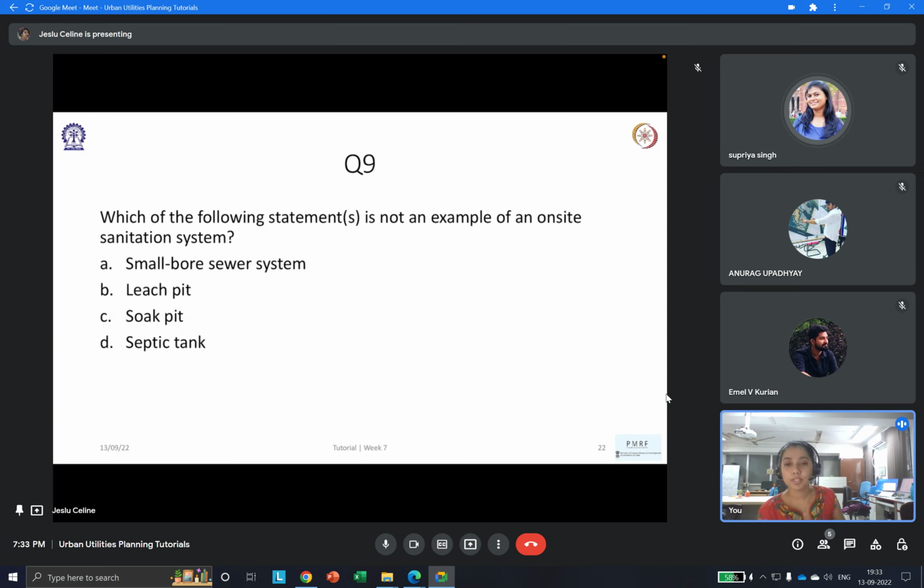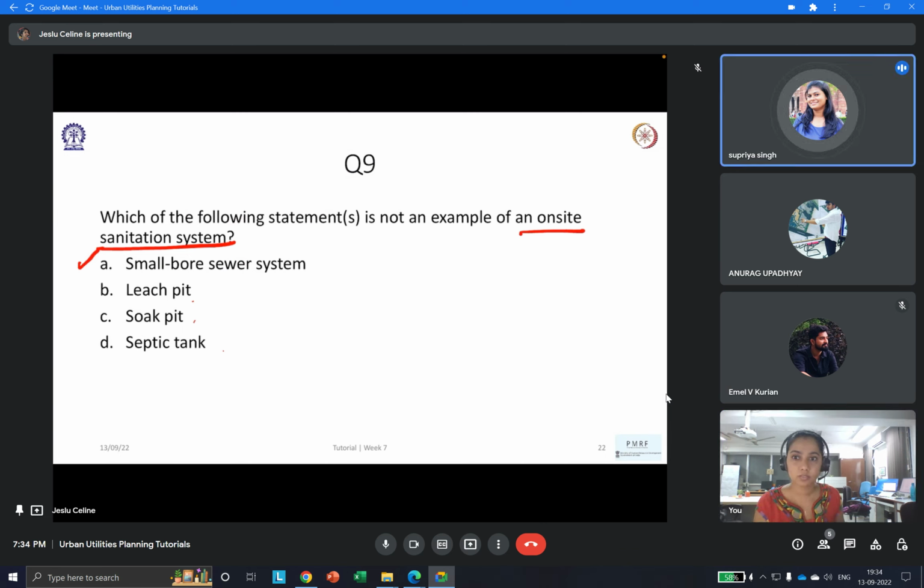Which of the following statements is not an example of on-site sanitation system? So Anurag, do you want to take this question? Small bore sewer system. Small bore sewer system is not an on-site sanitation system. Fine. So leach pit, soak pit, and septic tank are on-site. Is that what you're saying, right? Yes.